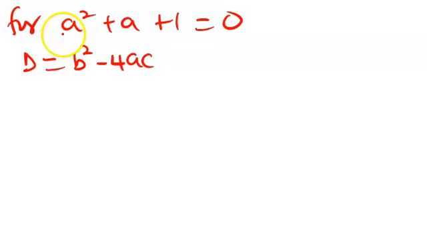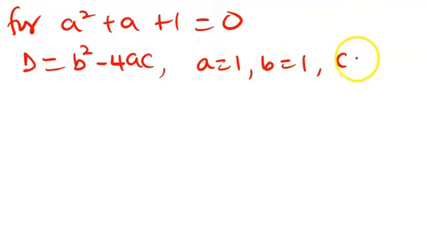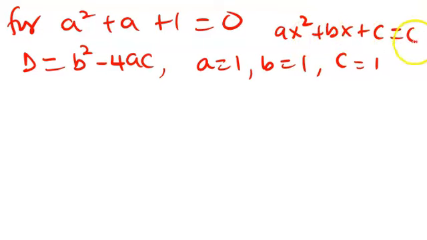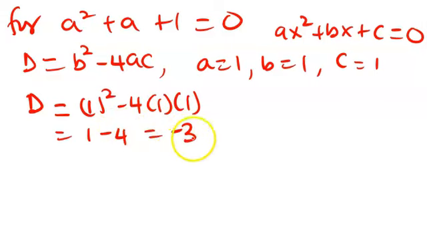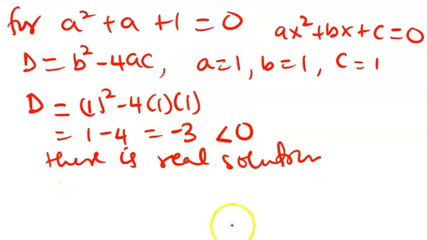Now a is the coefficient of the quadratic, the variable squared. So from this, a is 1, b is 1, then c is 1. The standard quadratic equation is ax squared plus bx plus c is equal to 0. So when you compare this one to this, you realize that a is 1. So our discriminant becomes 1 squared minus 4 times 1 times 1, and this is 1 minus 4, which is minus 3. Now, it's less than 0. So there is no real solution for this quadratic equation.